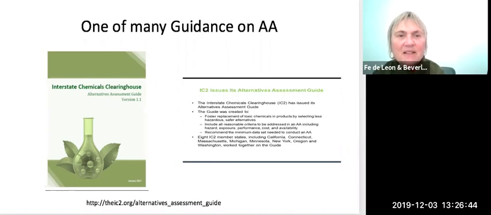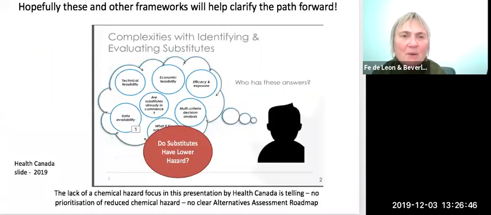Next slide, please. And the point I was making here is that hopefully these and other frameworks that clearly lay out these roadmaps will help clarify the path forward for the chemical management plan and Health Canada, Environment Canada.